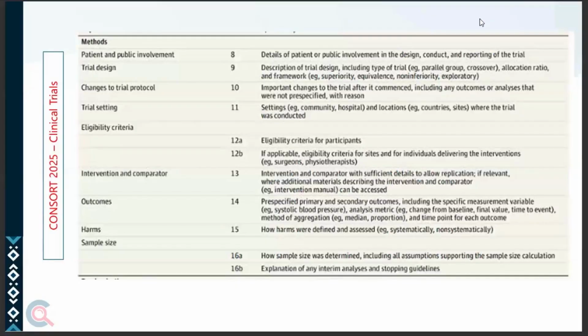For the CONSORT guidelines, it's a little bit different. CONSORT guidelines are for clinical trials. The CONSORT guidelines are made up of the patient and public involvement section, the trial design, the changes to trial protocol, the trial setting, the eligibility criteria, the intervention and comparator, the outcomes, the harms, and the sample size that was used. So these are the guidelines that we use for clinical trials.